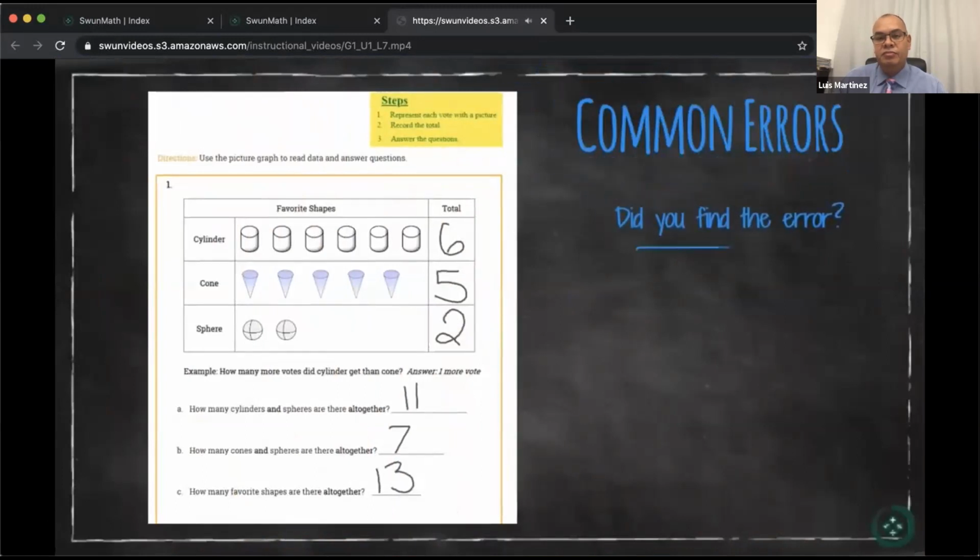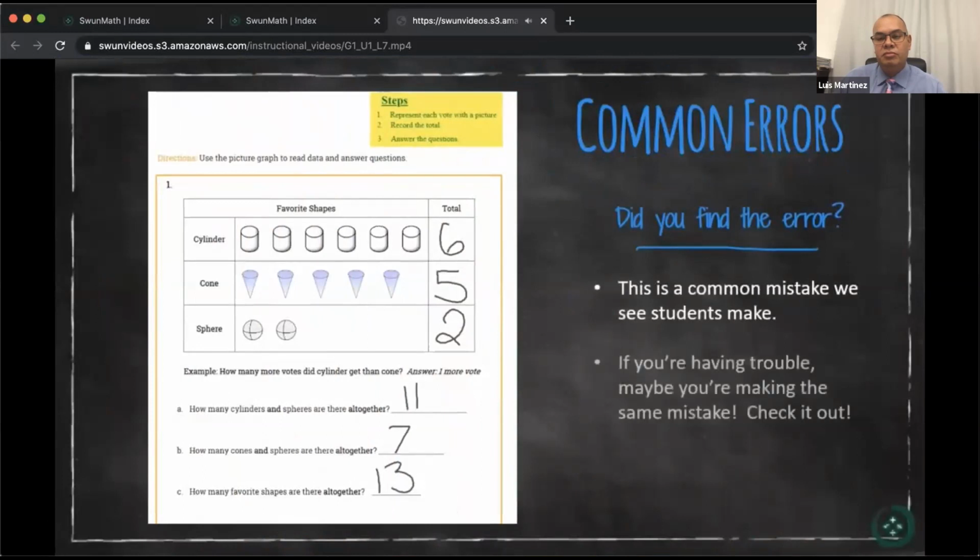Alrighty, math detectives, let's take a look at this student's work. We can use our steps to see where this student made their error. Since the survey is already filled out, we won't have to worry about step 1. Our second step tells us to record the total. Let's see how the student did. By looking at the picture graph, it seems the student used step 2 correctly. They counted and recorded all the correct totals.